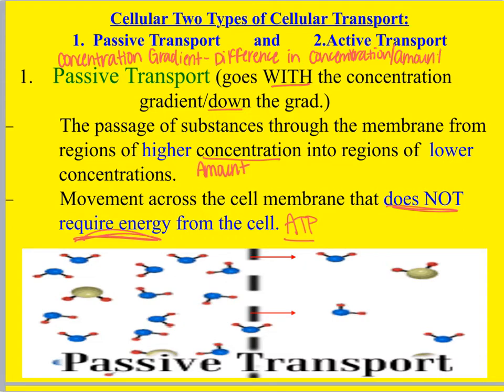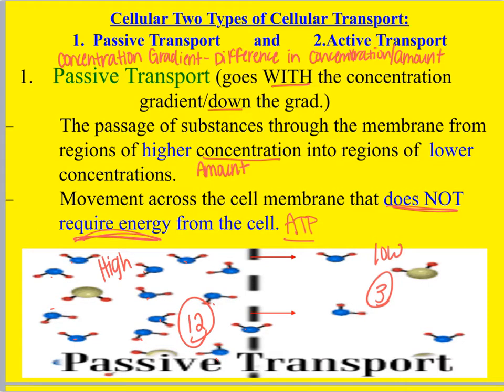Okay, so if you look at this picture here, I have 1, 2, 3, 4, 5, 6, 7, 8, 9, 10, 11, 12, 13. We just won't count this one because it's on the line. So you have 12 particles on this side and 3 blue particles on that side. So here you have the high amount and the low amount. So that is a concentration gradient because there's a difference. If there were 6 and 6, then it's in equilibrium. There's no concentration gradient. So you have to have a concentration gradient for passive transport to occur, and it's going to go with the concentration gradient. So it's going to kind of go with the flow.